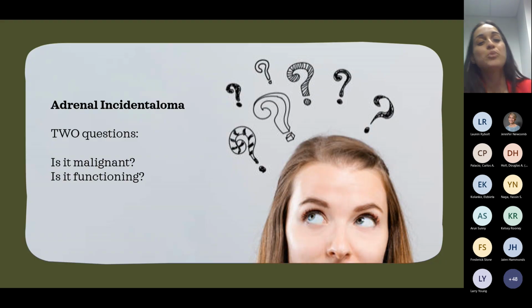There are two important questions that we have to have in mind when we are evaluating an adrenal incidentaloma. Is this a malignant tumor, or is this a tumor that is secreting excess of one of the hormones from the adrenal glands?